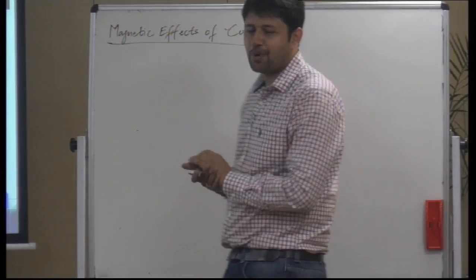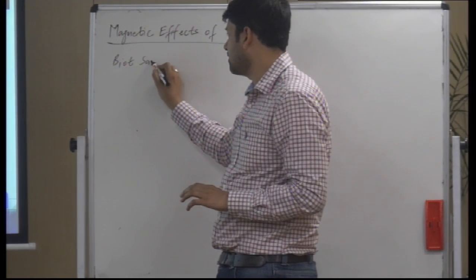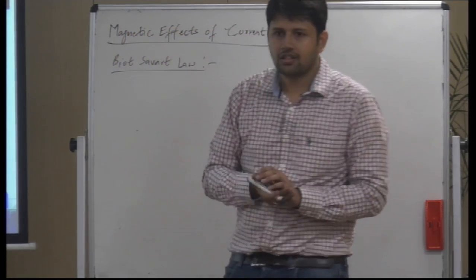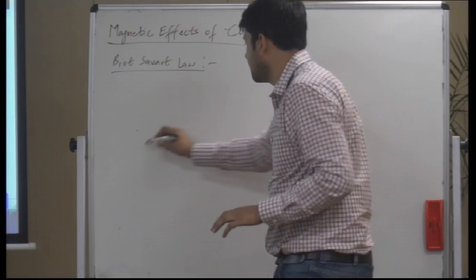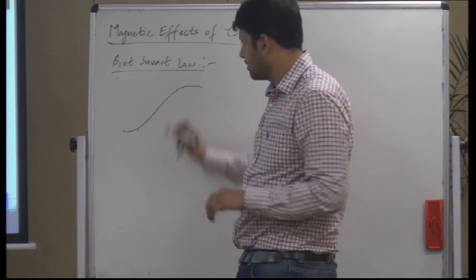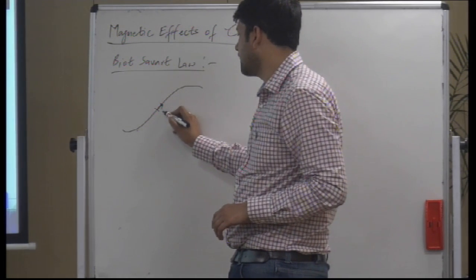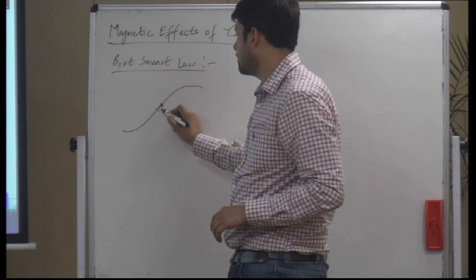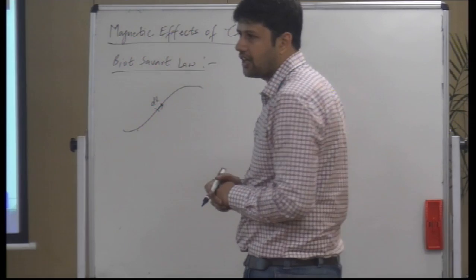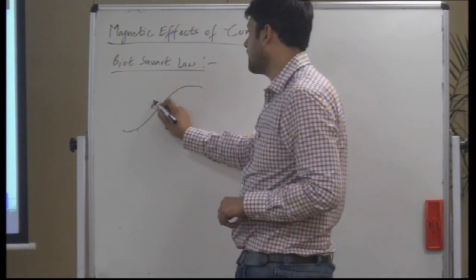The first important topic would be what? Biot-Savart law. Okay. What does this say? It says that, let's say this is a wire, we have a small segment, okay, of length dl. So this has length dl. We define a vector dl vector here. So I would be writing it as dl vector actually.